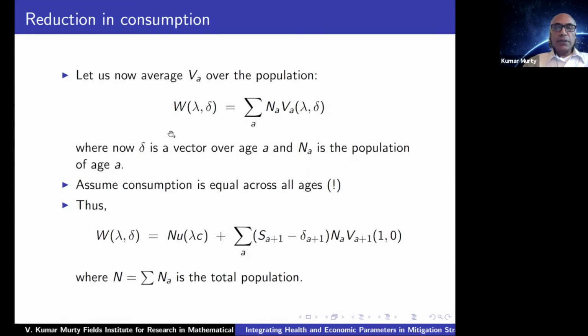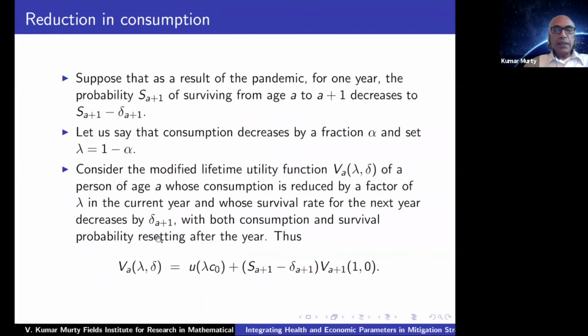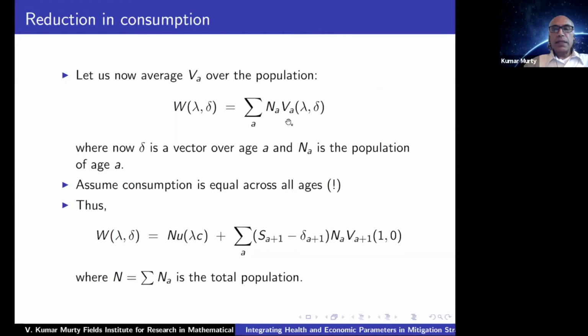Now, I told you this is really a toy model in the sense that you make assumptions to simplify. So here's an assumption that consumption is equal across all ages. Obviously it isn't, but let's say it is. Then you can rearrange this. Remember in V_A(lambda, delta), there was this part U(lambda C_0). So you can bring that out, that's independent of age. So you get N, which is the total population, times U(lambda C) plus this sum.